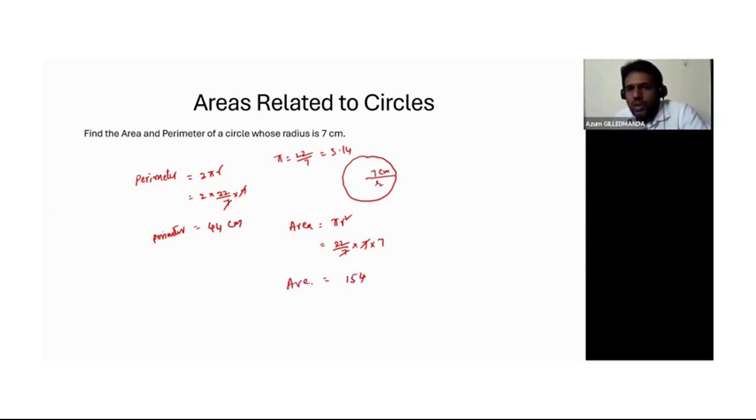So what are the units of area? This is side into side, right? r into r. That means centimeter into centimeter. So the units of area are always in the form of squares. So 154 centimeter square. So this is how you can find the area and perimeter of a circle.